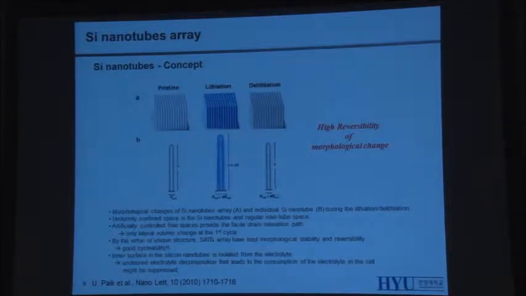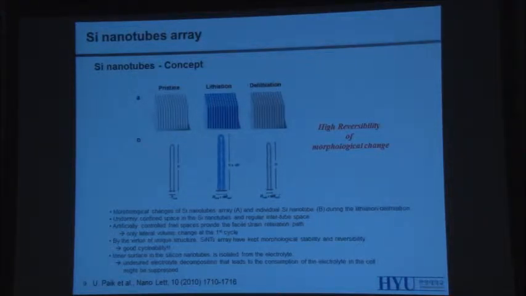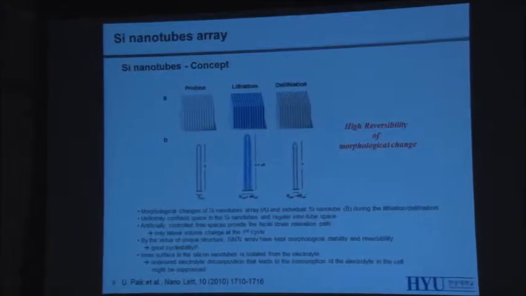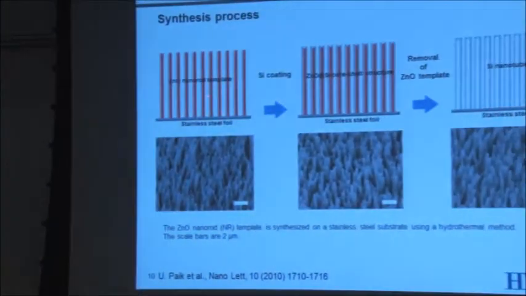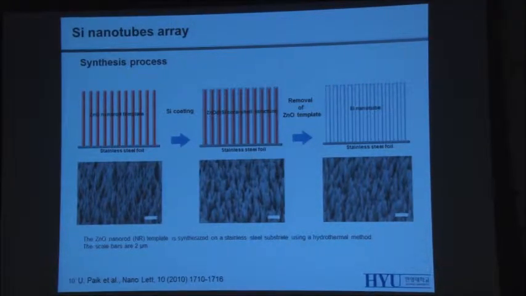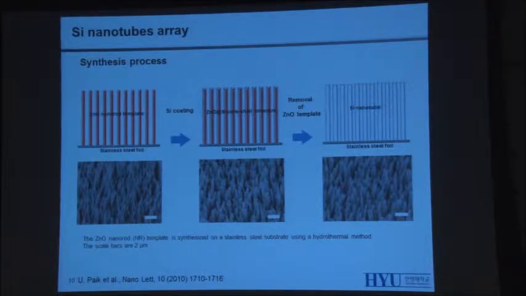First, we thought about using a one-dimensional nanomaterial, and by introducing some free space, making a silicon nanotube material, it can accommodate the volume expansion. So the silicon material has some space to expand. We designed this concept. To synthesize this silicon nanotube, on top of a current collector, a stainless steel foil, we synthesize zinc oxide nanorods as a template material. After we synthesized the zinc oxide on top of the stainless steel foil, we coat the silicon, and then we etch out the zinc oxide, which leaves the silicon nanotubular material.